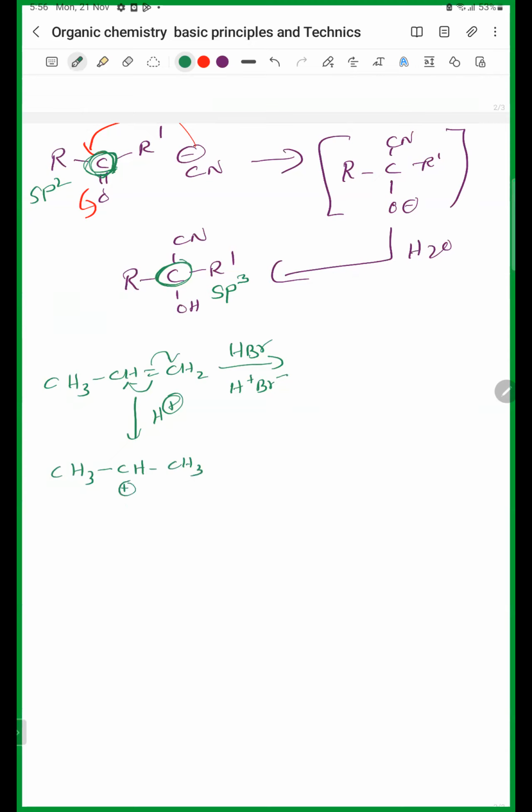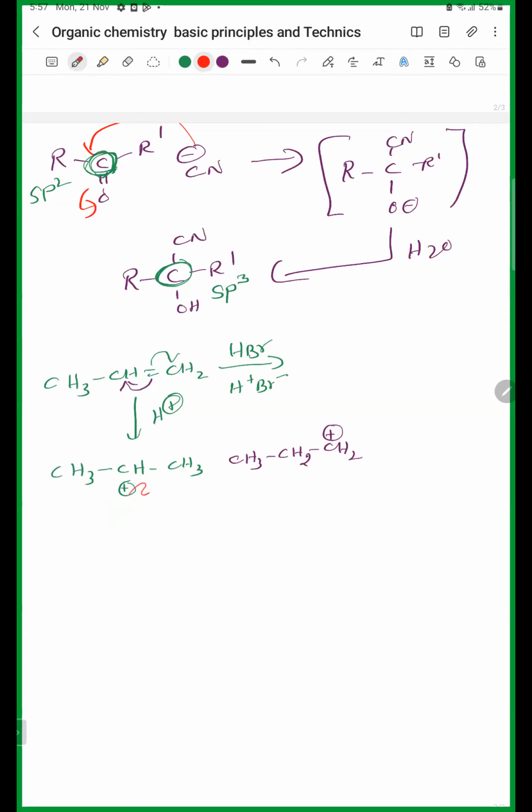According to the first marking, you will get it like this. Suppose the double bond migrates over here, you will get CH3, CH2, CH2 plus. There are two possibilities. You can get this one and this one. So this is what cation? Primary or secondary? This is what type of carbocation? Primary or secondary? First one, green color.